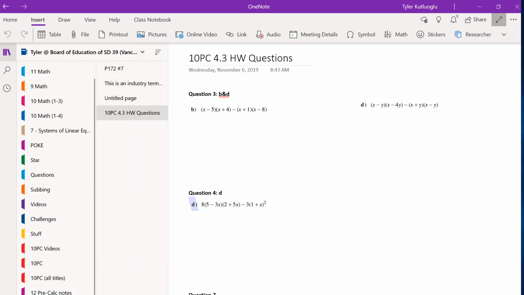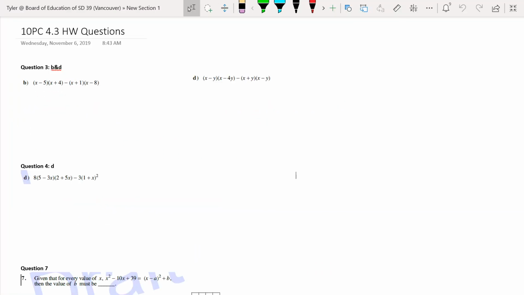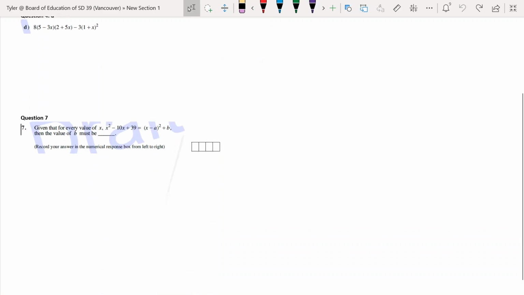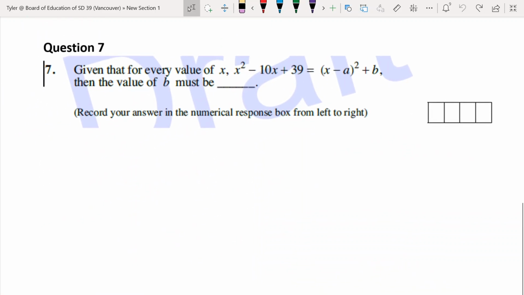All right. So there are some questions from section 4.3. These ones. So question 3, question 4, question 7. I'm going to start with 7 because it's the hardest and like the weirdest. Basically, it's saying you have this equation, and it is the same as this equation. You need to find values for A and for B that result in this when distributed, when expanded.